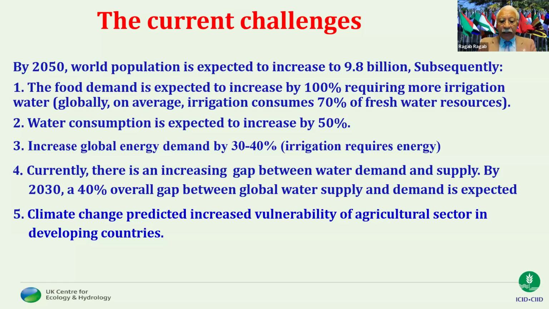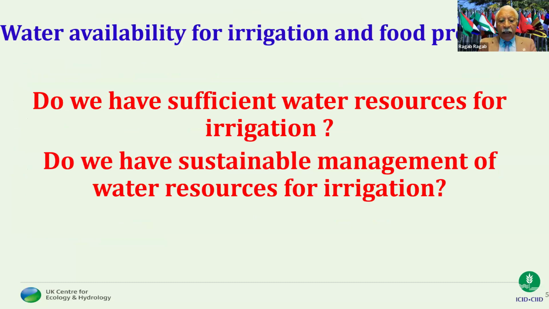Climate change is predicted to increase the vulnerability of the agricultural sector, especially in developing countries and in the Mediterranean region in particular. So the water availability for irrigation brings us to two questions. Do we have sufficient water resources for irrigation? The second question, do we have sustainable management of water resources for irrigation?